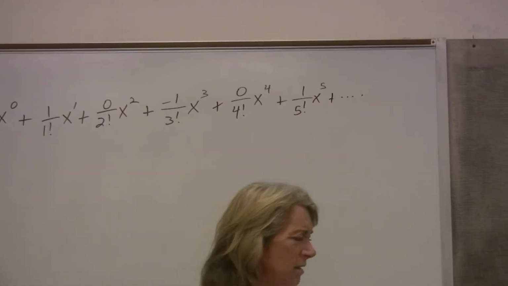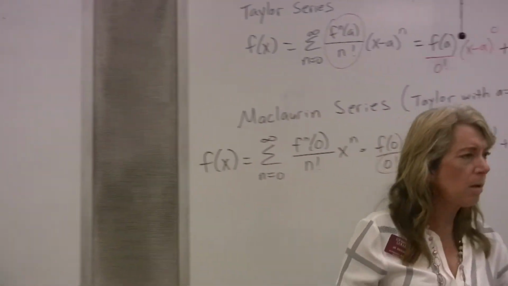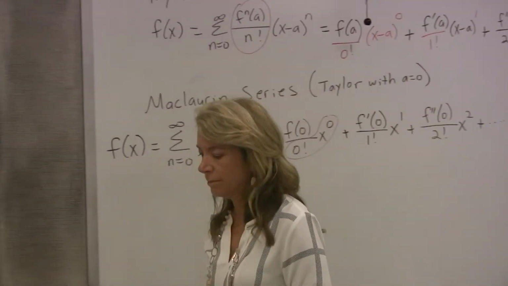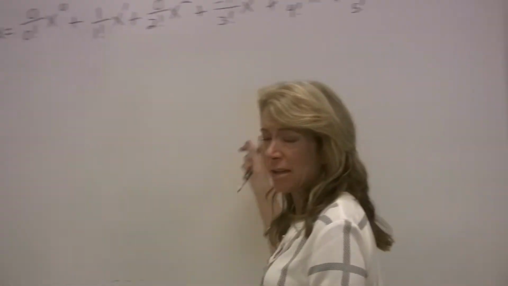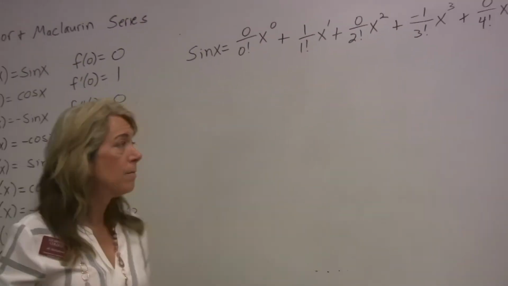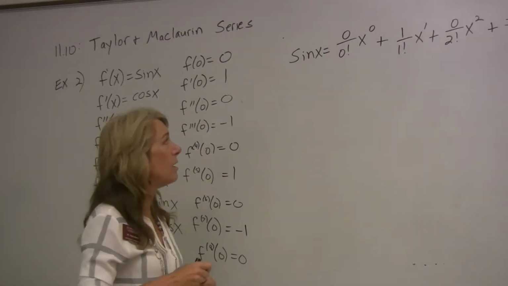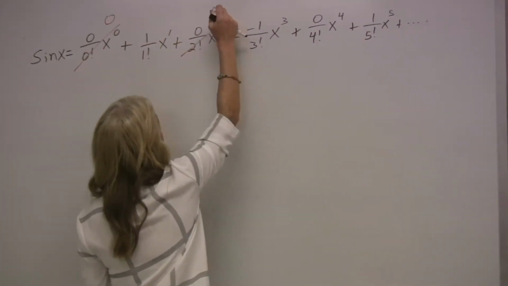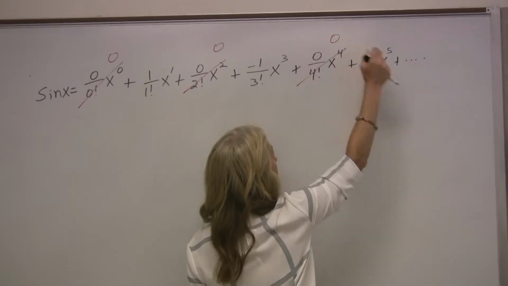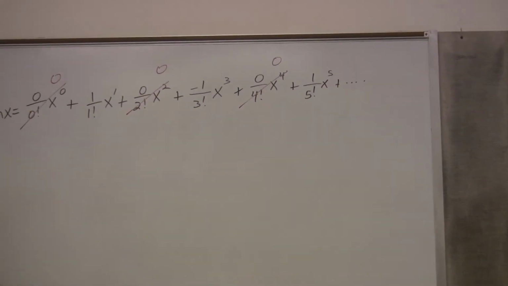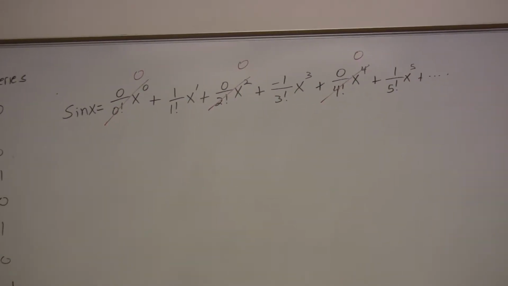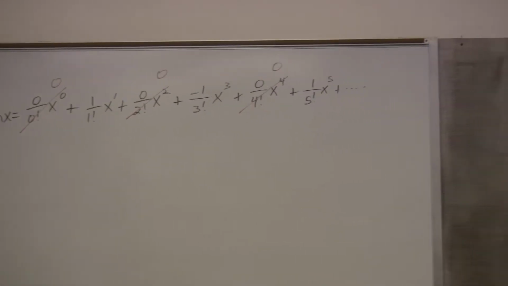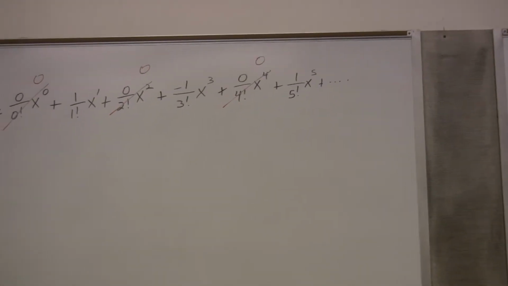So what happens in this series? When I go to simplify this, all the even terms are gone. This is equal to 0. This is equal to 0. That one's equal to 0. The next one's equal to 0. So when you have terms that equal 0, just throw them out. They're not part of your series. We don't need them.